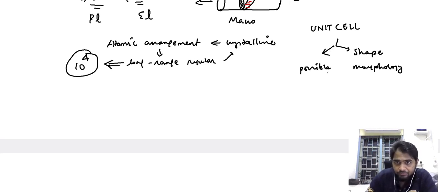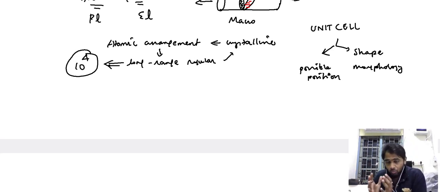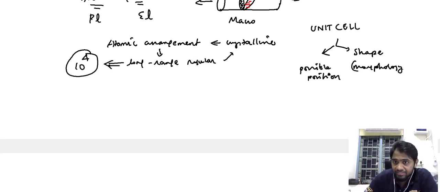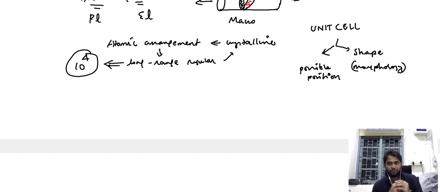In addition to that, it describes the possible positions of the atoms. So the unit cell indicates a specific morphology, or a specific shape, and secondly, it shows the possible positions of the atoms. Now, when you want to describe the shape of the unit cell, there are different ways of describing it. Depending on the shape of the unit cell, the position of the atoms will vary, and correspondingly the overall arrangement of the atoms would vary.